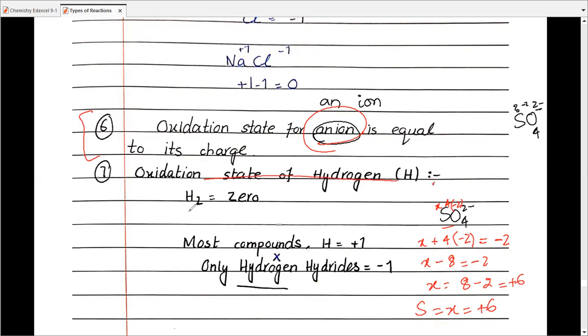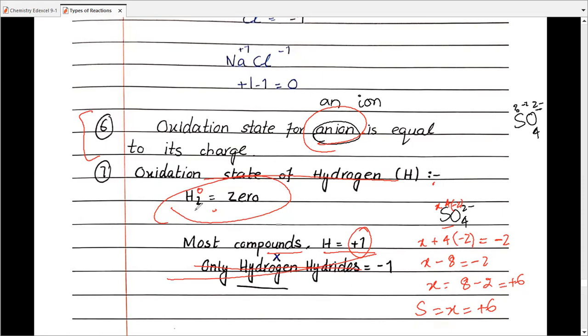Oxidation state of hydrogen, H2, is 0. In most compounds, hydrogen is equal to plus 1. Hydrides are something not discussed in Edexcel, so let's forget it. Hydrogen is going to be plus 1 in most compounds, but in H2, hydrogen is 0. So there we go. We also catered for hydrogen. So now you know for the whole periodic table.